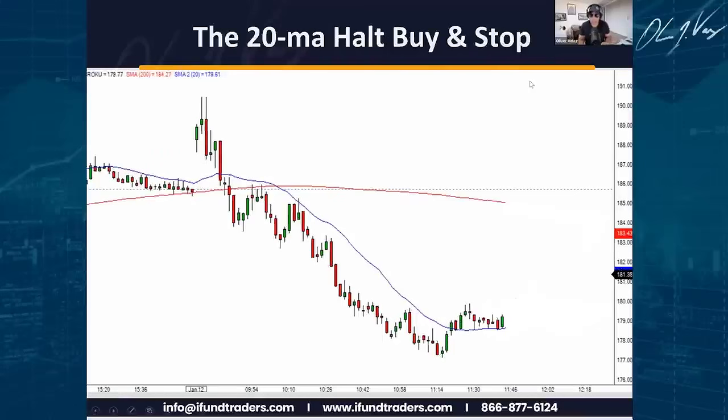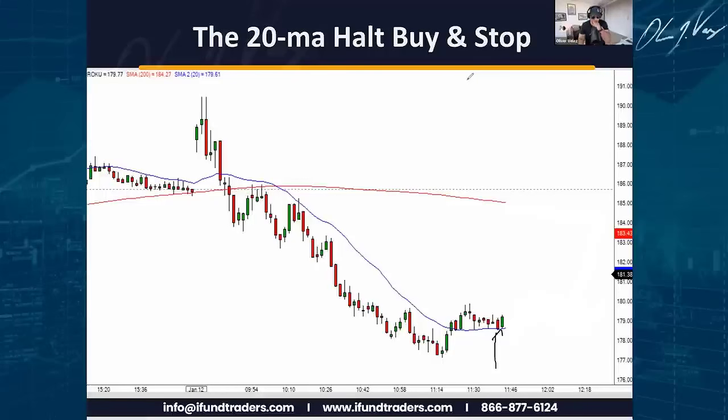Boom. We get that pullback. Beautiful. This looks beautiful. Okay. Pull back to the 20. We halt, and the first time a green takes out a solid red. Now, some traders do it above the little reds, okay? The best ones come when they're taking out somewhat of a solid red. Your solid red here is here, okay?